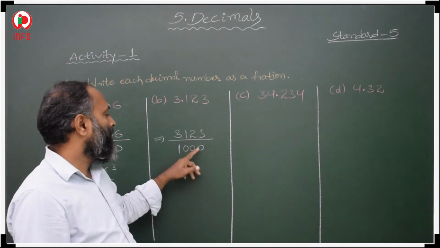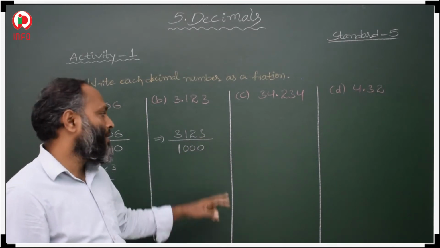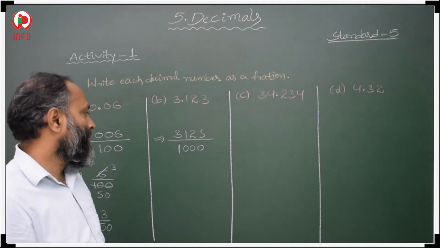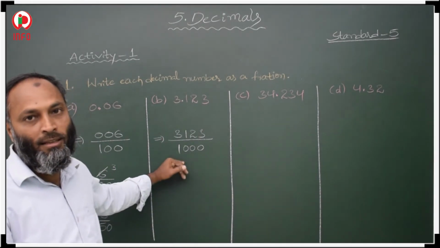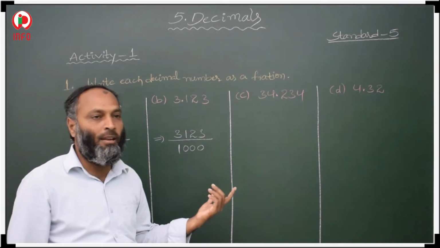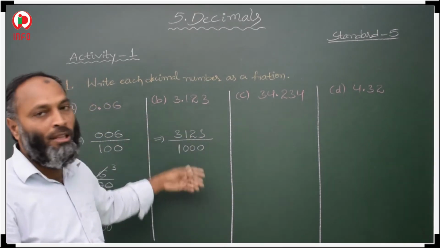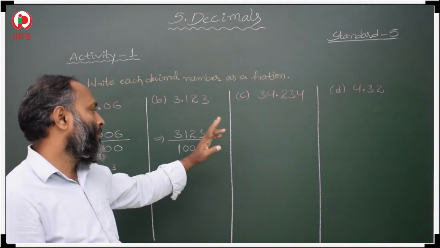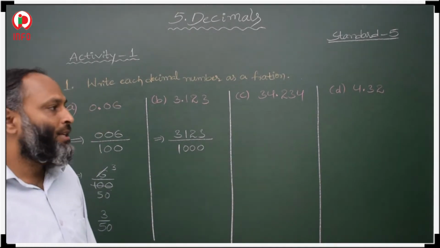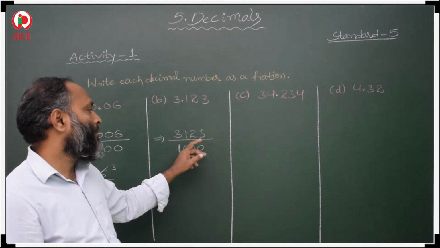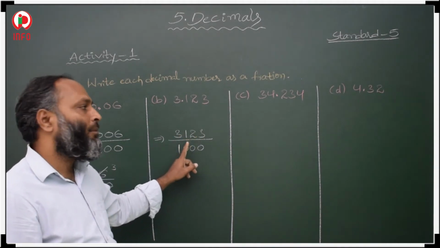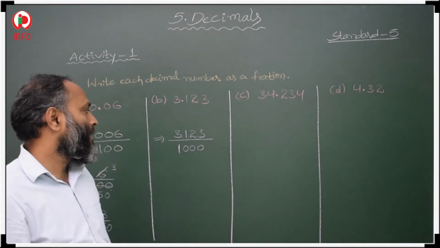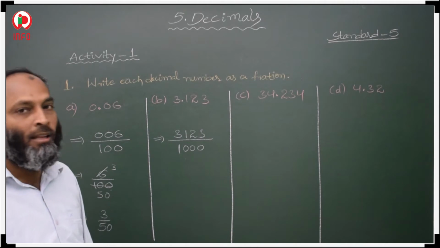Here the top is an odd prime-ending number and the bottom ends in 0. If the last digit is a prime number and the other is 0, there is no cancellation. So this is the final answer. Why? Because only numbers in a common table can cancel, and here it is impossible to cancel. So 3.123 as a fraction is 3123 divided by 1000.